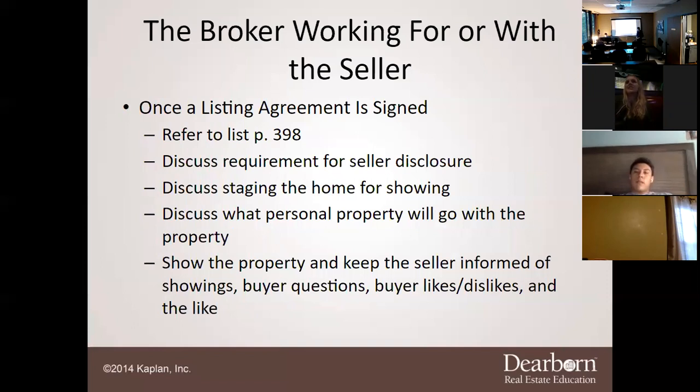Now, once we actually have a listing agreement signed, there's a list in your book, but you'll need to discuss requirements for seller disclosure, discuss staging the home for showing it, and discuss what personal property will go with the property. That's a big one.